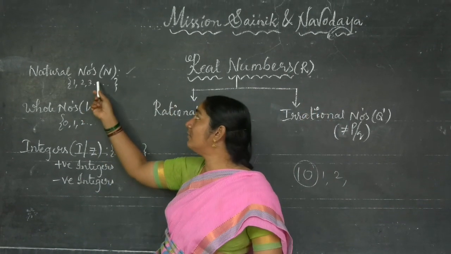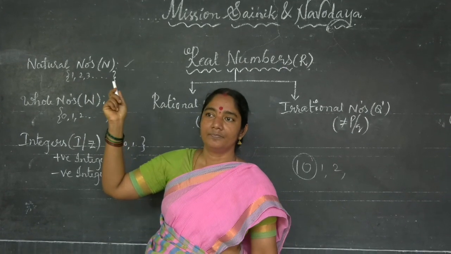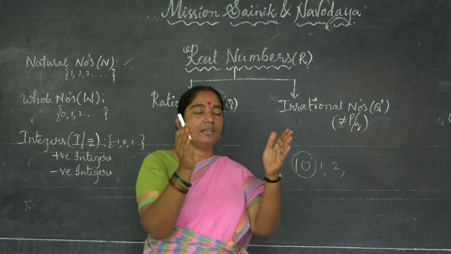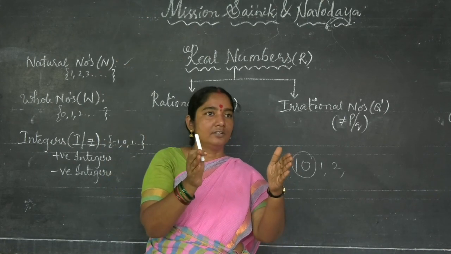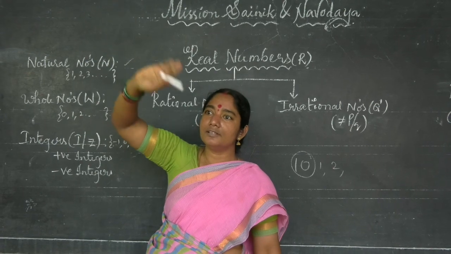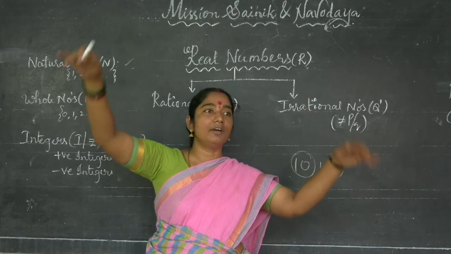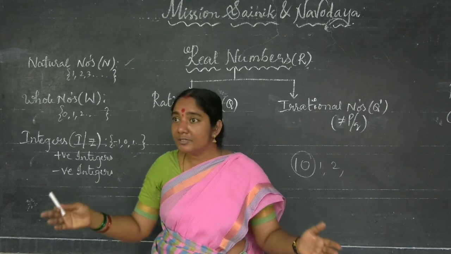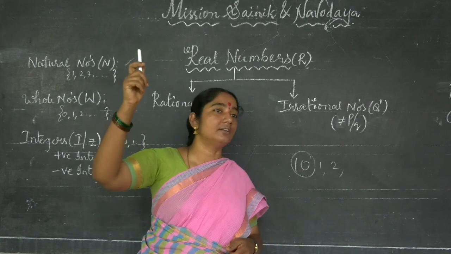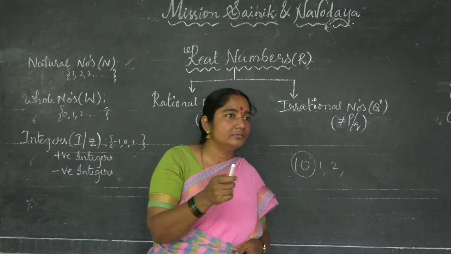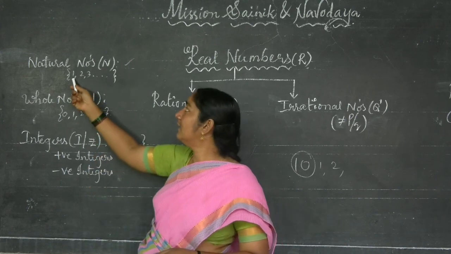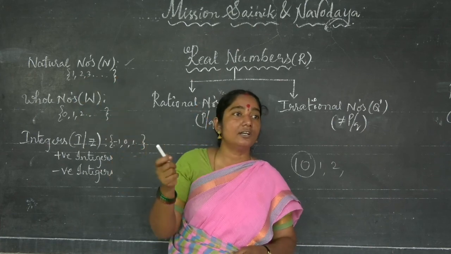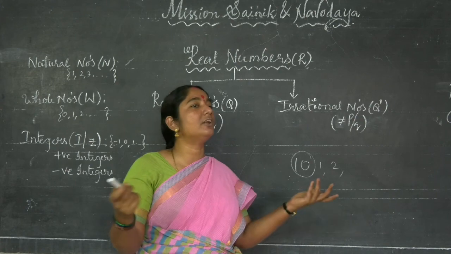So that's the reason why we say infinite. Something which doesn't have an end we call infinite. Something which has an end point we call finite. Our classroom is finite, but our space is infinite. Understood all of you? So my dear friends, the natural numbers are also called counting numbers, because we use those numbers for counting.